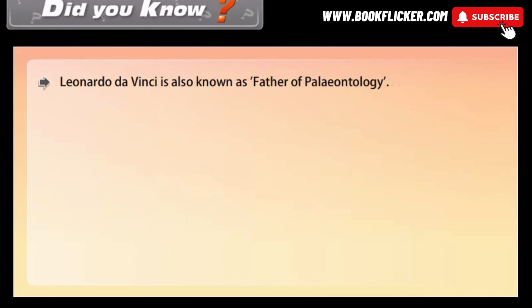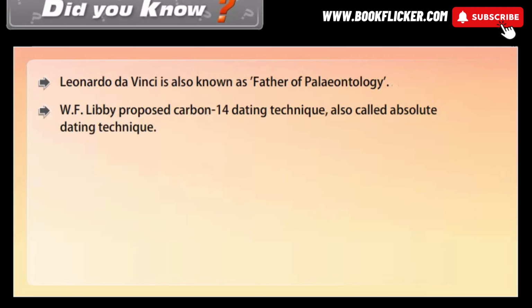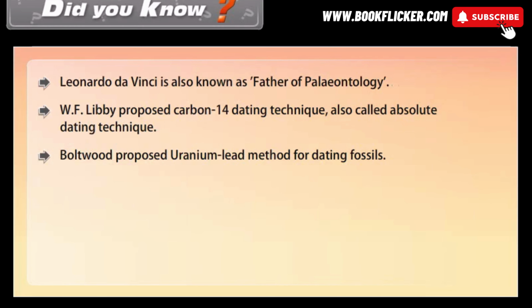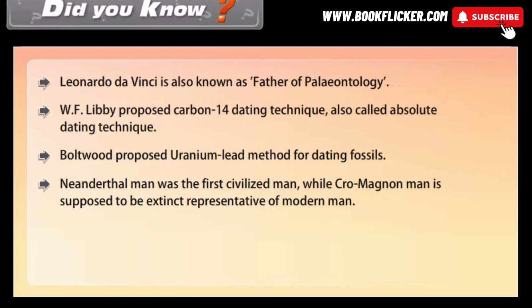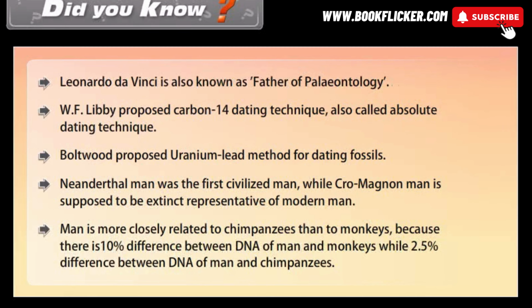Leonardo da Vinci is also known as father of paleontology. W. F. Libby proposed the carbon-14 dating technique, also called absolute dating technique. Boltwood proposed the uranium-lead method for dating fossils. Neanderthal man was the first civilized man, while Cro-Magnon man is supposed to be an extinct representative of modern man. Man is more closely related to chimpanzees than to monkeys because there is a 10% difference between the DNA of man and monkeys, while 2.5% difference between the DNA of man and chimpanzees.